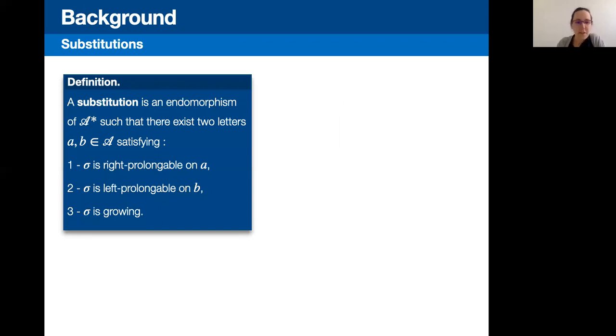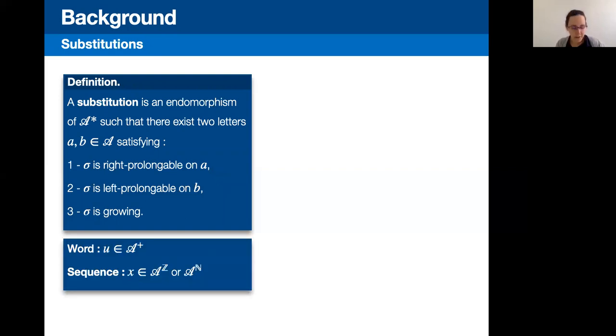To define a substitution, we will use the definition in Queffélec's book, that is, we consider a morphism that is right prolongable on a letter and also left prolongable, and it should be growing on each letter. With these properties, we know that the morphism sigma has a two-sided fixed point generated by the letters B and A. In this talk, a word will be a finite element defined on this alphabet, and a sequence will denote an infinite element, where we pick letters in the same alphabet. It can be two-sided or one-sided.